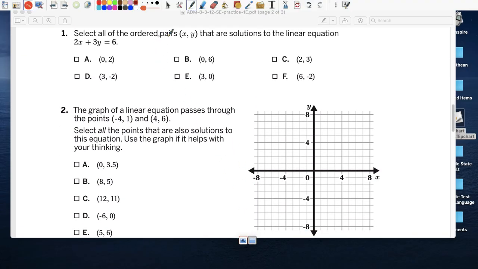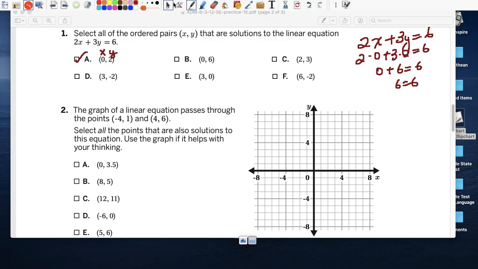A little bit tedious, but the first question is the same. So here's my equation: 2x plus 3y equals 6. When you don't have a graph, you actually have to plug it in and substitute. So let's try 0 and 2. It helps that you always identify your x value and your y value. X is always the first in the ordered pair, and then y is the second. So 0 and 2, so we get 2 times 0 plus 3 times 2 equals 6. 2 times 0 is 0. 3 times 6... 3 times 2 is 6, and these are definitely equal to each other, so A works.